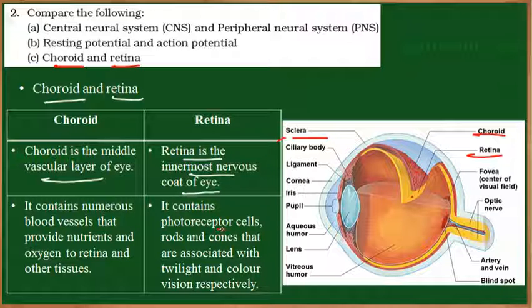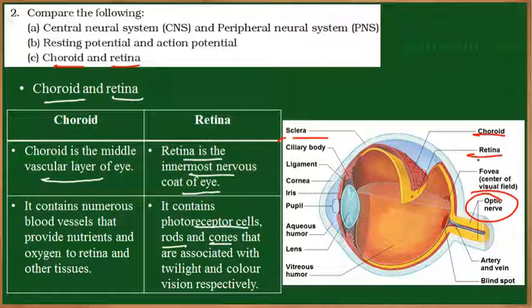In the retina, photoreceptor cells are present. The photoreceptor cells, the rods and cones, are responsible for night and day vision, the color and black and white vision. They have photosensitive pigments, that is visual pigments, rhodopsin and iodopsin. These are sensitive to bright light and dim light, giving the vision. And the optic nerve, which conveys the information to the brain, is also present in the region of the retina.